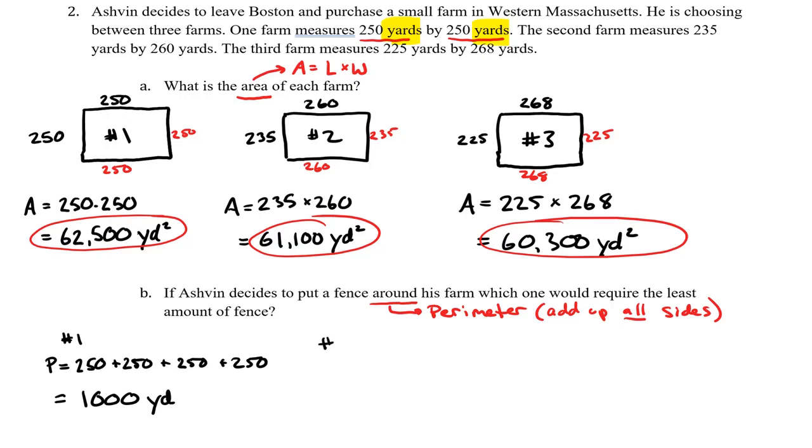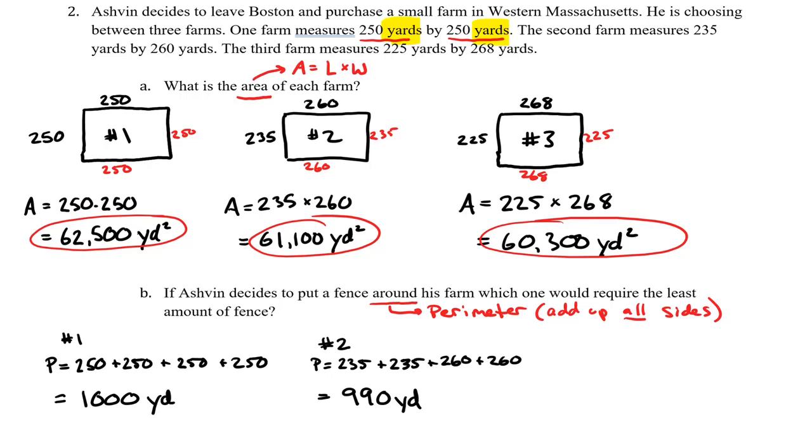of fence? So let's look at farm number 2. That perimeter would be 235 plus 235 plus 260 plus 260 for a total of 990 yards. Okay, so we've ruled out farm number 1. That's not the answer. Could be farm number 2.